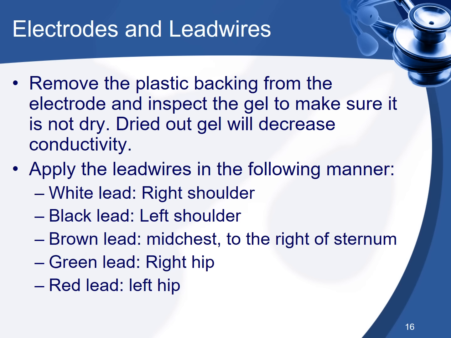The leads have colors on them. The lead wires from the monitor have colors on them, and they also tell you where each needs to go. So when you are about to put the lead wires onto those electrodes, take a look at them. The white lead will say right shoulder, so that's where it's going to go. The black lead is at the left shoulder. The brown lead will go to the one in the middle of the chest, to the right of the sternum. The green lead will go to the right hip, and the red lead will go to the left hip.